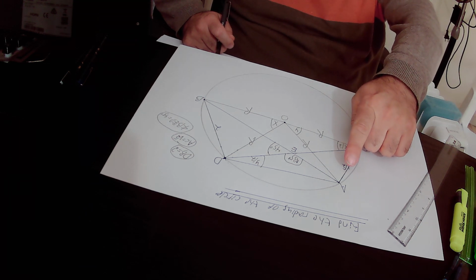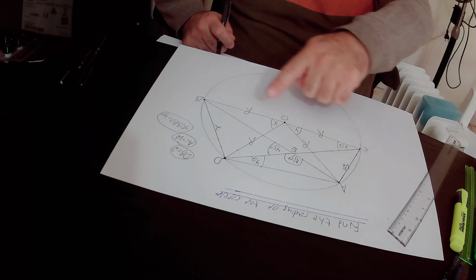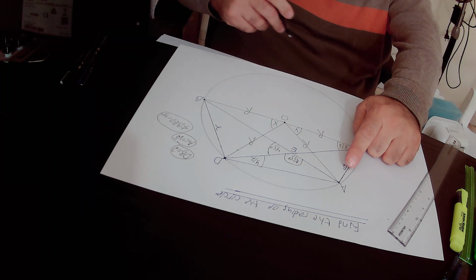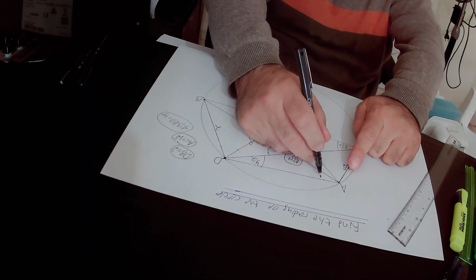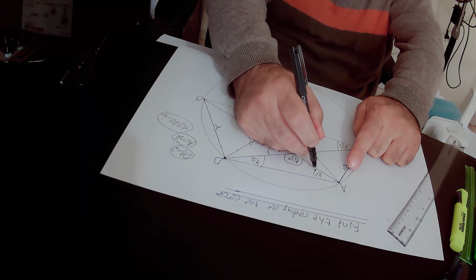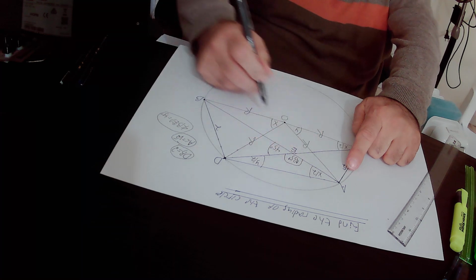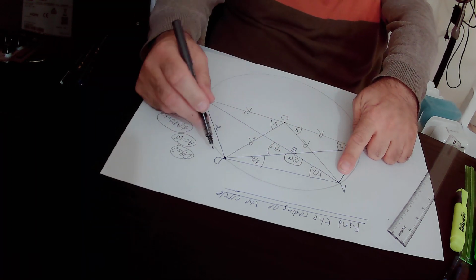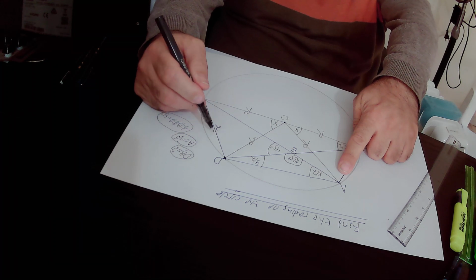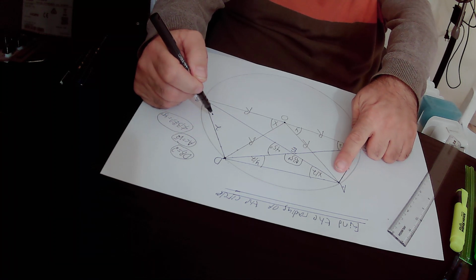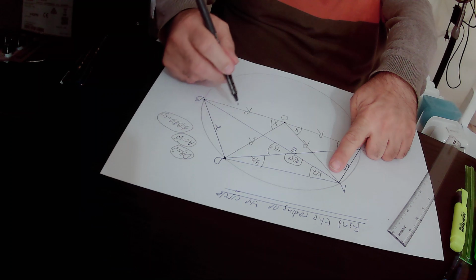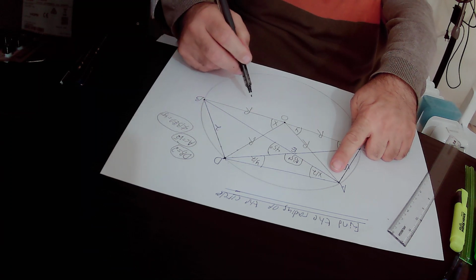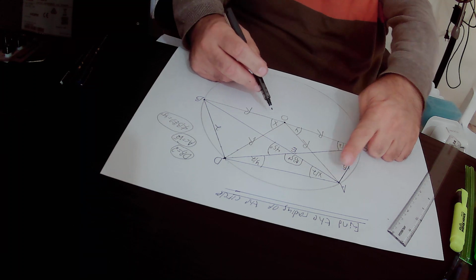Peripheral angle ADB, we define it as x over 2, and here peripheral angle ADB rests on chord BD, and it is equal to x over 2. Therefore the central angle DOB must be equal to x.